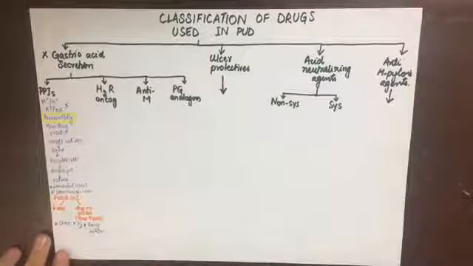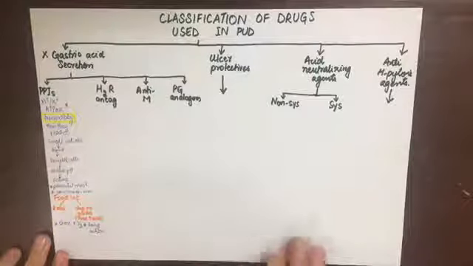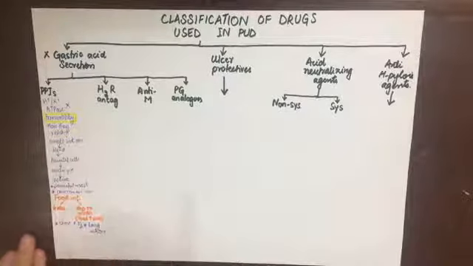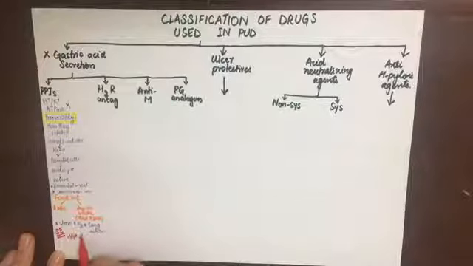They are highly bound to plasma proteins and they are used in peptic ulcers, all forms of peptic ulcers. They also decrease the risk of aspiration pneumonia. They are also used in Zollinger-Ellison syndrome, because there is hypergastrinemia leading to peptic ulcers, and they also are the drug of choice for gastroesophageal reflux disease.